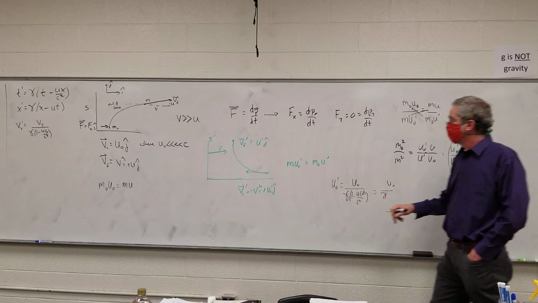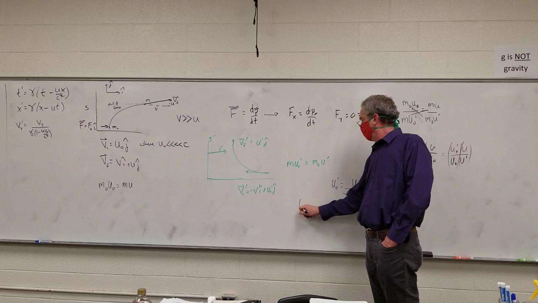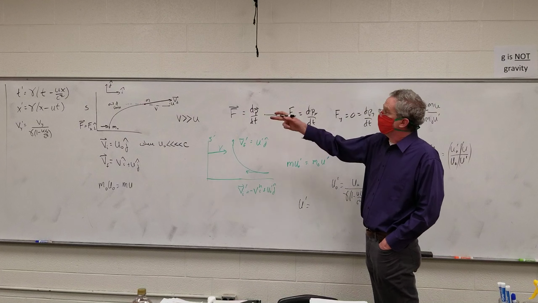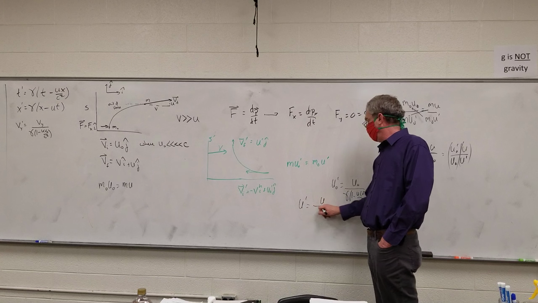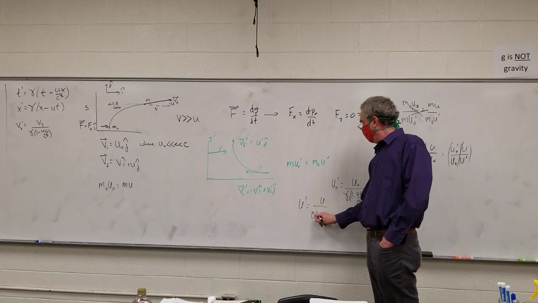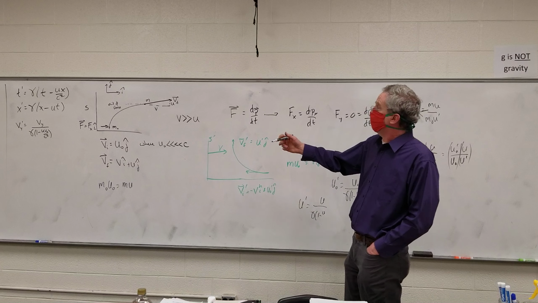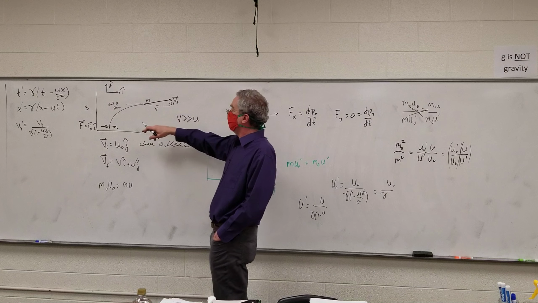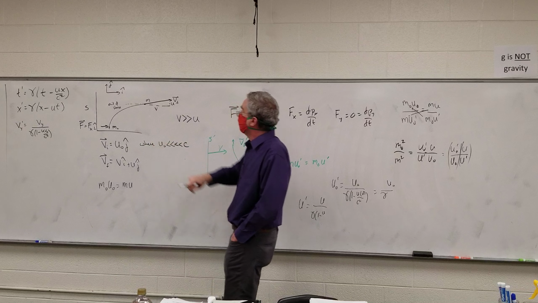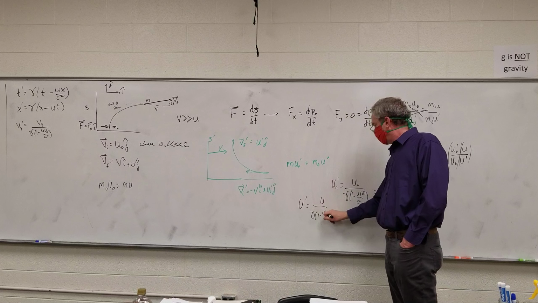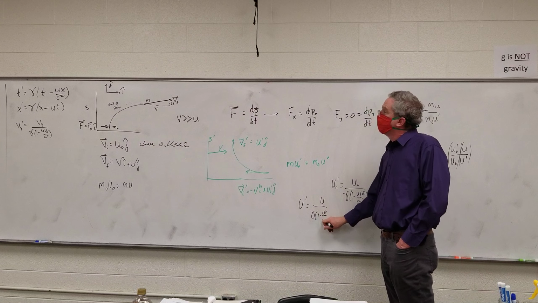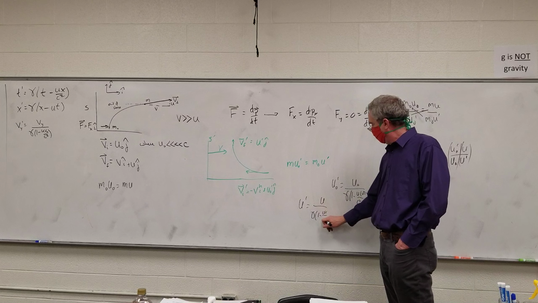Looking at the other one, u prime is equal to, again, plugging that equation, u over gamma times 1 minus u times Vx. That's what the velocity is in the x direction at the end. So that's v over c squared.